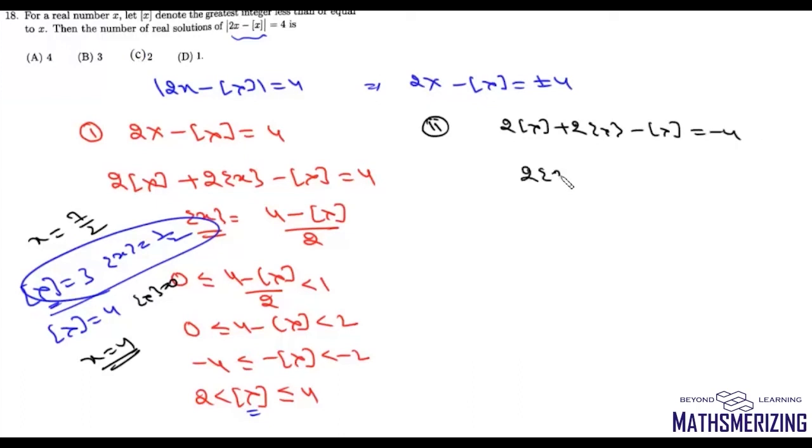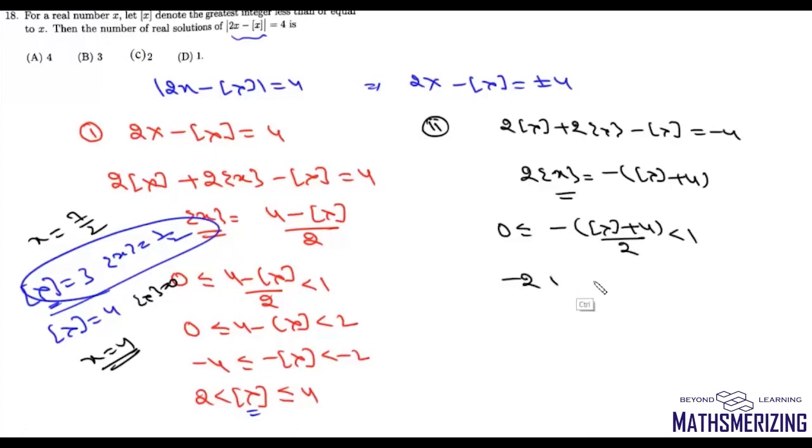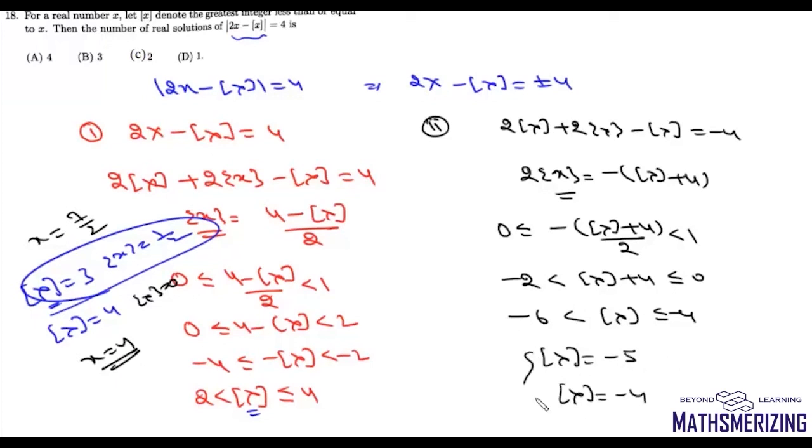We'll get 2 times fraction part of x as minus greatest integer function of x plus 4. Now again, it'll lie between 0 and 1, so it'll be 0, and then minus greatest integer function of x plus 4 divided by 2, and it should be less than 1. So we can write minus 2 is less than greatest integer function of x plus 4, less than or equal to 0. So here we'll get minus 6 is less than greatest integer function of x, less than or equal to minus 4. So the two values of greatest integer function x possible are minus 4 and minus 5. So we'll get two solutions here and two solutions here. So the total number of solutions to this equation is 4, and that's your option A.